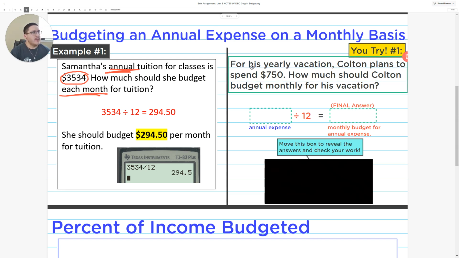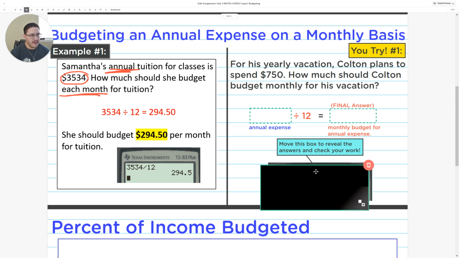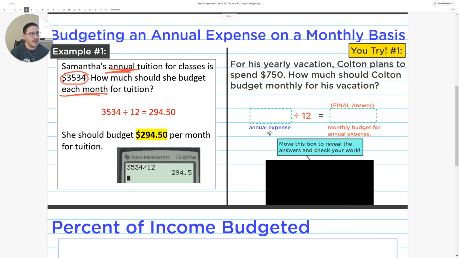Okay, so for you, try number 1. For his yearly vacation, Colton plans to spend $750. How much should Colton budget monthly for his vacation? If you're following along in ClassKick, go ahead and answer these boxes right here, and then check your work by moving this black box below to see what you need to do to solve the problem. So pause this video, try this problem on your own, see if you can figure it out. Otherwise, I'm going to continue on and show you all how to do this.